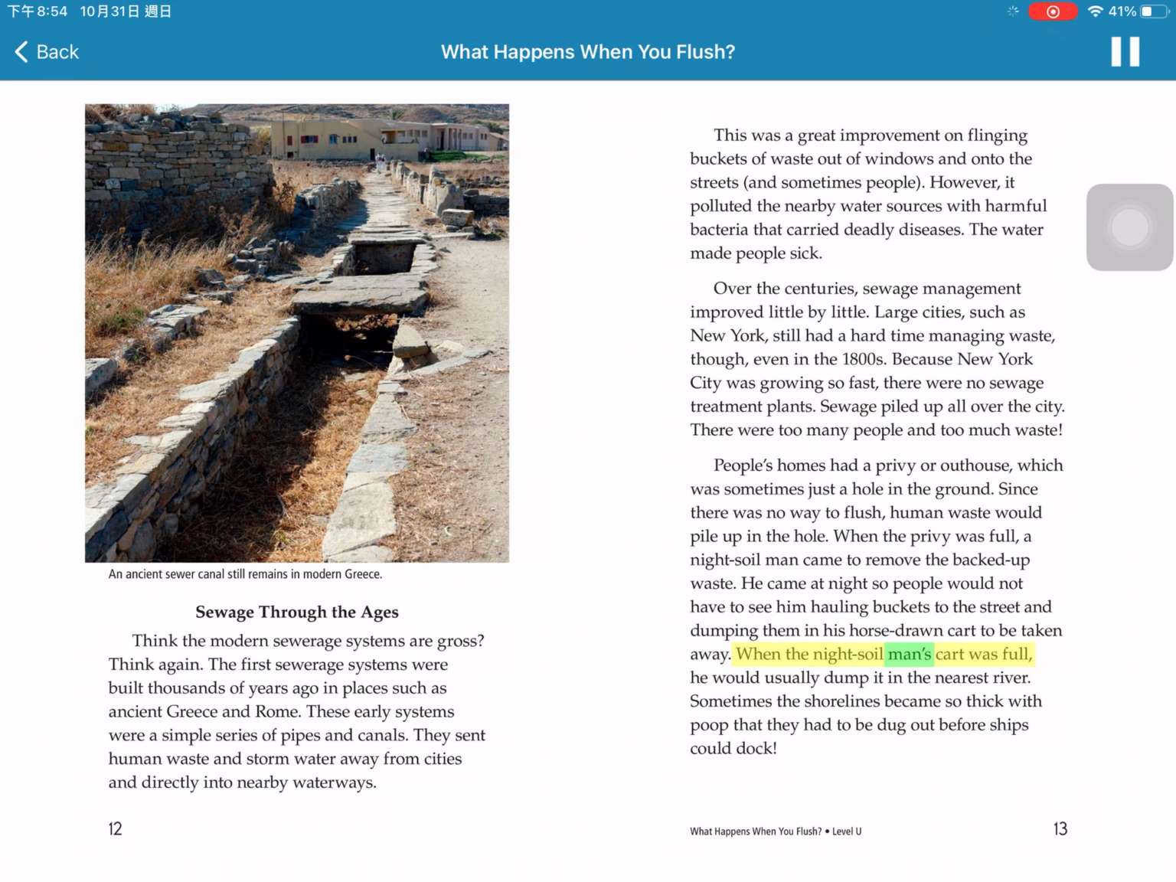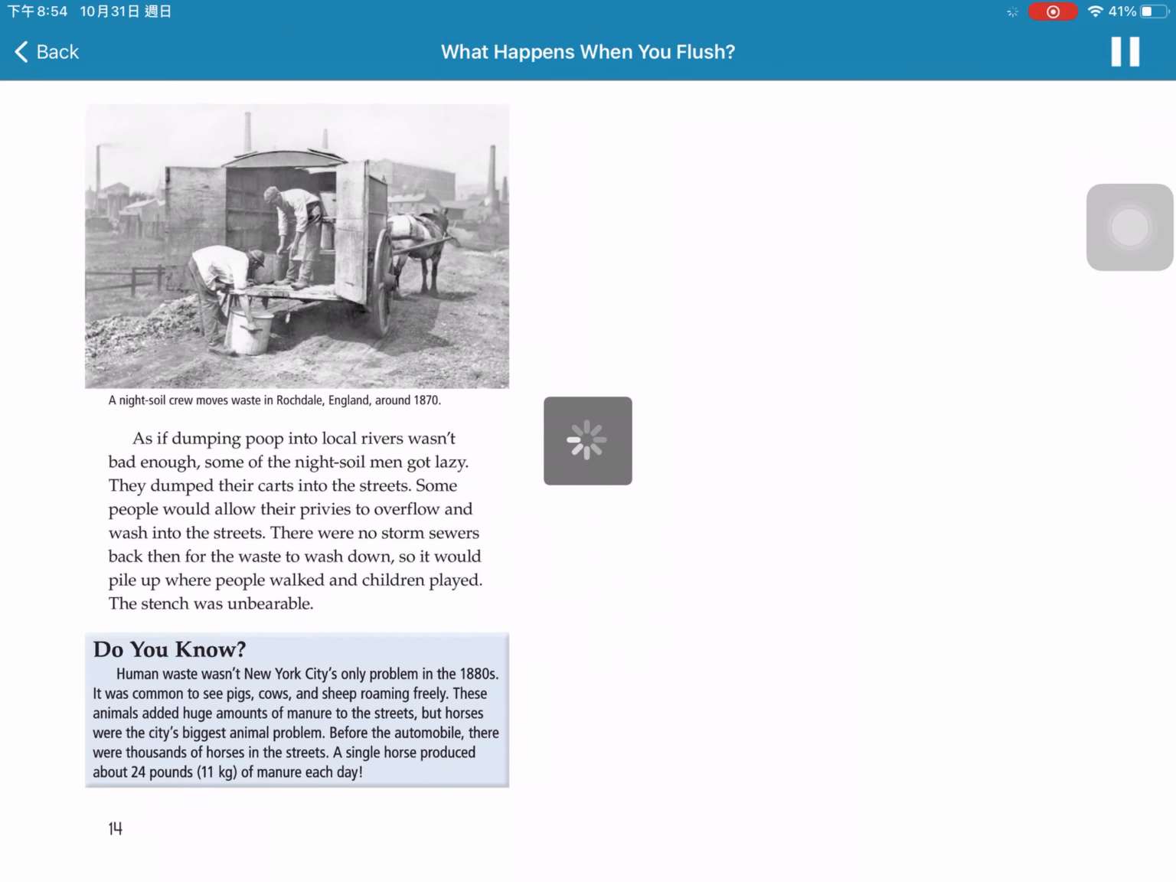When the night soil man's cart was full, he would usually dump it in the nearest river. Sometimes the shorelines became so thick with poop that they had to be dug out before ships could dock.